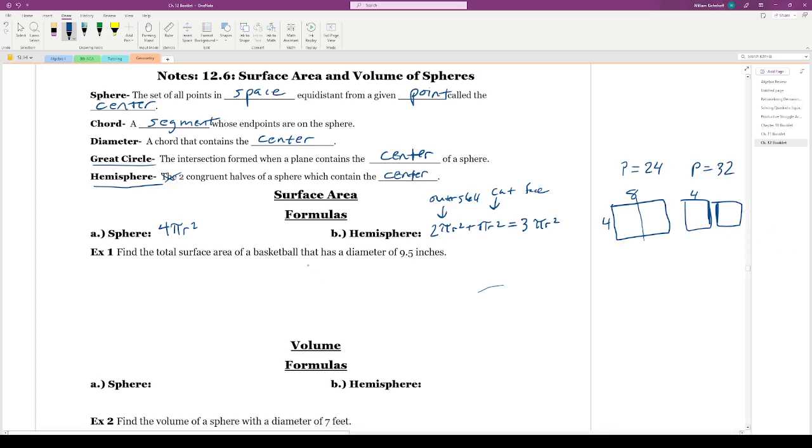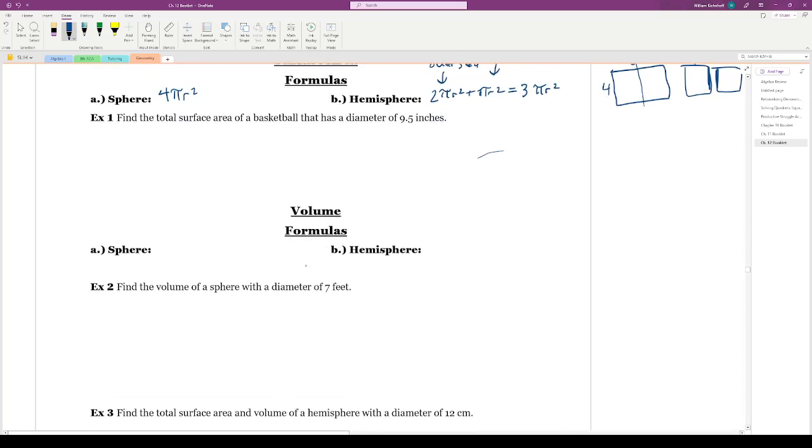All right, so we have some examples. We want to find the total surface area of a basketball with a diameter of 9.5 inches. First of all, our formula is in terms of radius, so to work with that, I would turn the diameter into a fraction. So this is 19 halves, and our radius is half of that. So we'll say our radius is 19 fourths. Our total surface area is going to be 4 pi times 19 fourths squared.